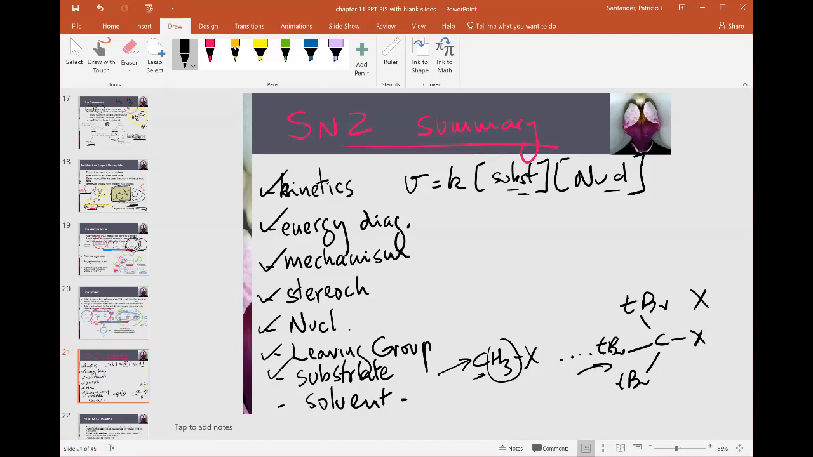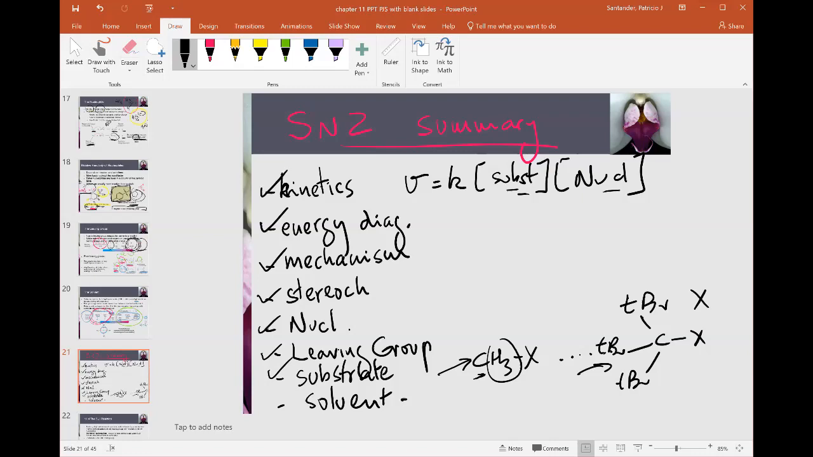Bad solvents will be protic solvents that can form hydrogen bonding. Why? Because if you have formation of hydrogen bonding between the solvent and the nucleophile, then the nucleophile will be just way too stable, and it will be surrounded by a solvent coordination sphere, right? And so then it will not be very effective to attack the substrate.